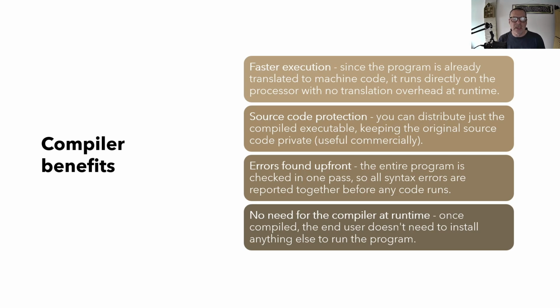It also means that you find your errors up front. The compiler will look at the entire program and find all the errors and report them rather than just the first one. So you can get to see what all the errors are and how many errors there are. And you don't need any kind of software translator at runtime. You don't need a compiler or anything to run the program. It will run natively on the machine.